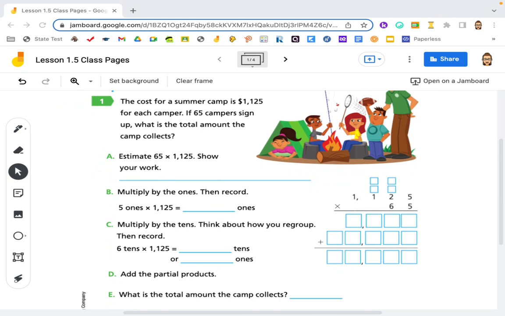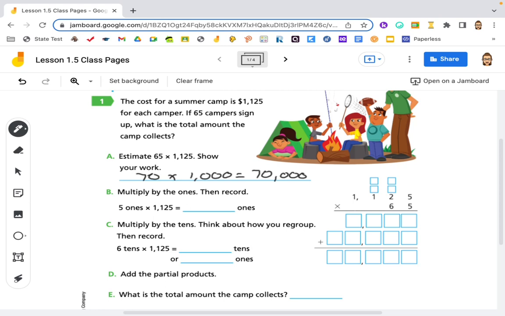So we're going to start by estimating. I'm going to round the 65 to the nearest 10, which is going to be 70. And I'm going to round the 1,125 to the nearest 1,000, which would be 1,000. And then I'm going to multiply. So 7 times 1 is 7. And then there are a total of 4 zeros. So I get 70,000. That's my estimate.